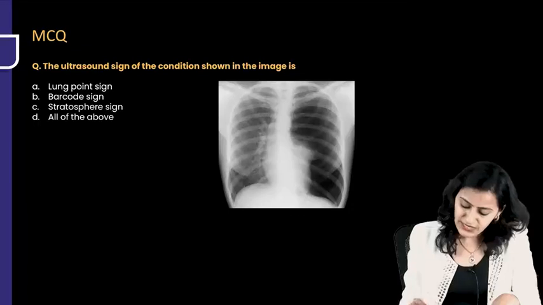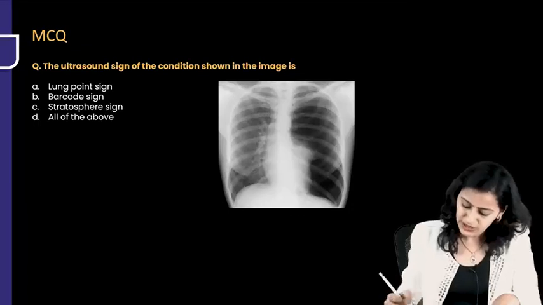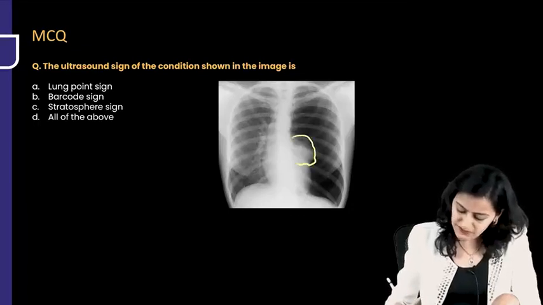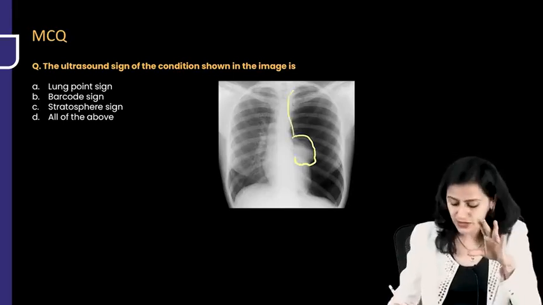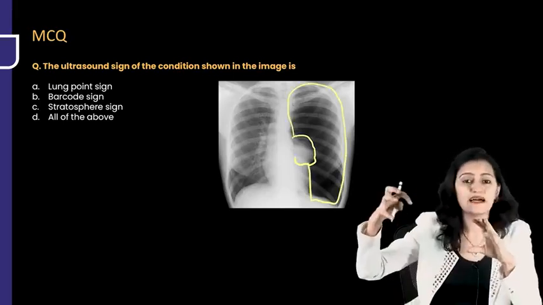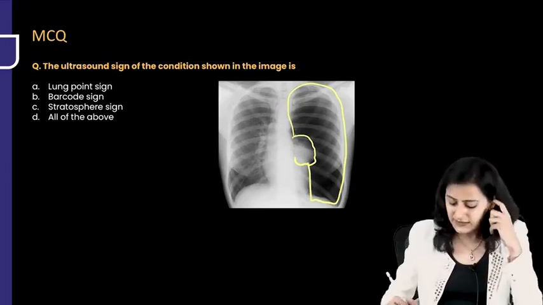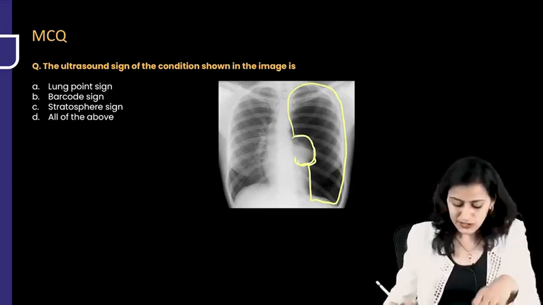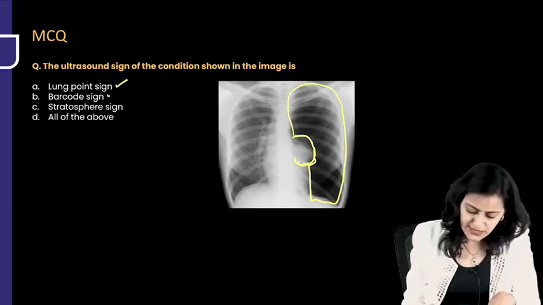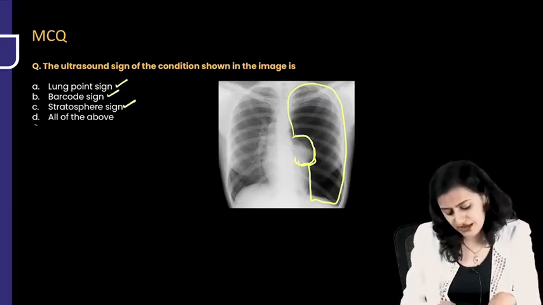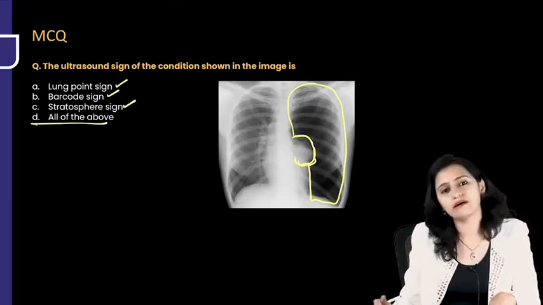Now, what do you think would be the answer to this question? The ultrasound sign of the condition shown in the image is... So this is the collapsed lung here and this surrounding one is the pneumothorax. The lung collapses towards the hilum. This is the visceral pleural line. So the ultrasound signs, we have lung point sign, barcode sign, stratosphere sign. We have all of the above signs.